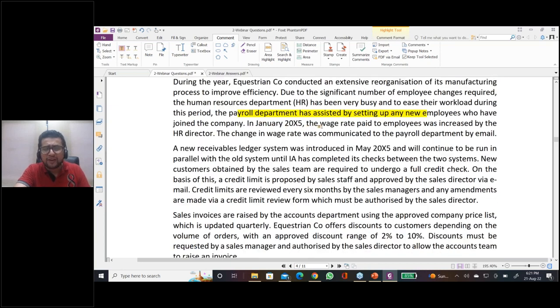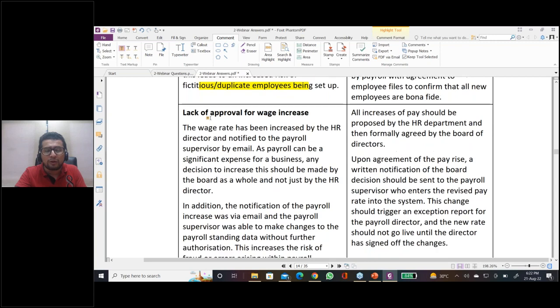In January 20x5, the wage rate paid to employees was increased by the HR director. The change in the wage rate was communicated to the payroll department by email. So the wage rate was increased by the HR director. The wage rate is dependent on one individual only. That should not have been the case. Rather, the wage rates should have been approved and decided or increased by the overall board. This should have been the overall board's job. Lack of approval for wage increase.